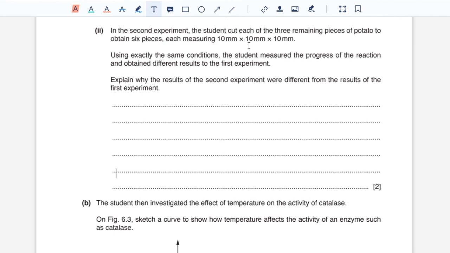In the second experiment, due to having a smaller size, the potato pieces have a larger surface area to volume ratio, which means a greater amount of active sites of the enzyme in the potato tissue are exposed, which leads to a higher rate of formation of enzyme substrate complex, and therefore in the second experiment the rate of reaction would be higher.